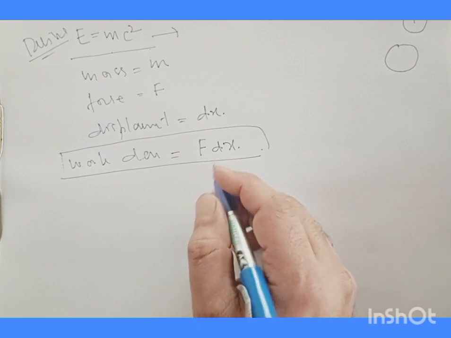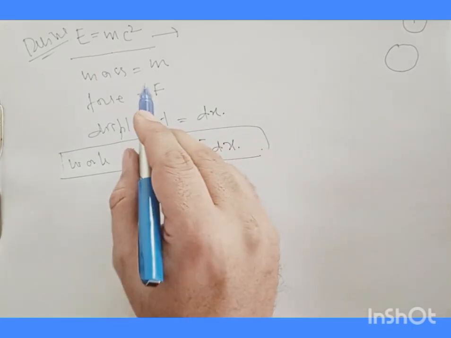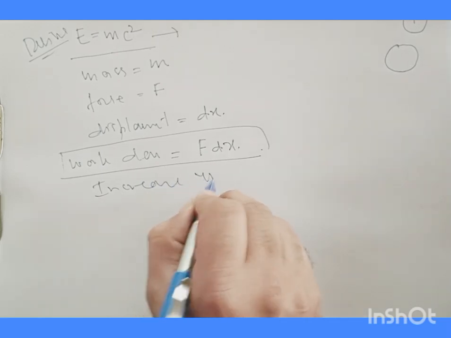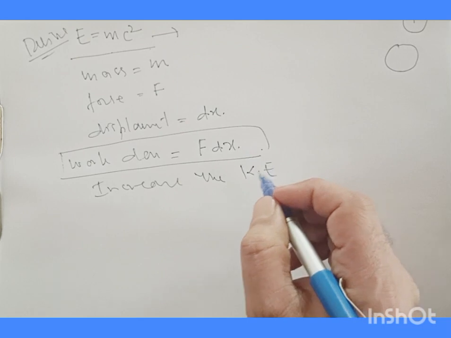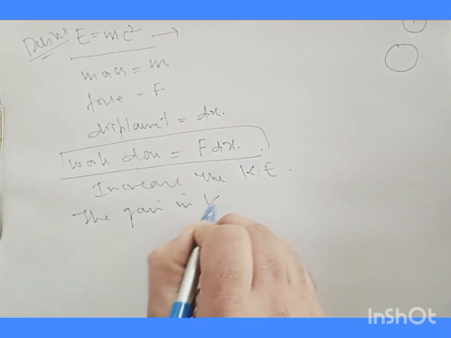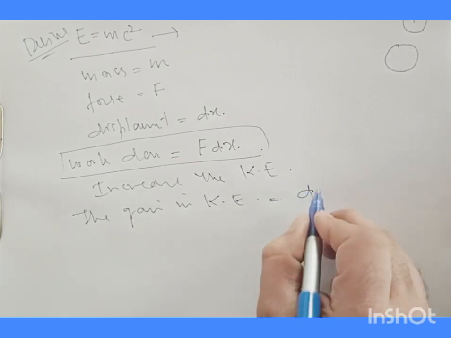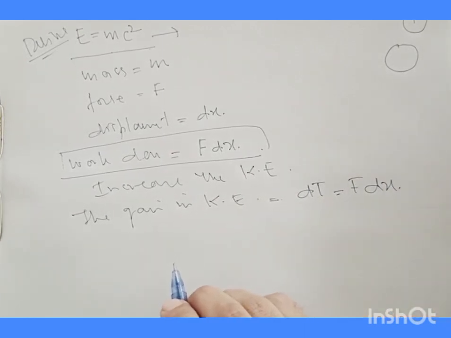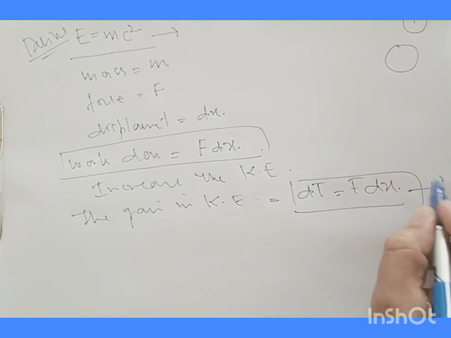Now this work done will increase the kinetic energy. So the work that will be done on this particle will increase the kinetic energy. So the gain in kinetic energy, which I show by a small dT, will be F dx. I'll call it equation 1 for the time being.